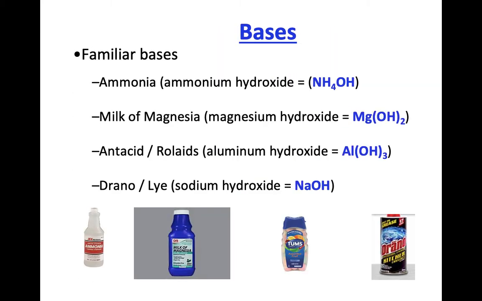Here's some examples of bases. We got ammonia, which is also called ammonium hydroxide. We got the ammonium ion here, and then the OH hydroxide. We got milk of magnesia, which is magnesium hydroxide, Mg(OH)2. And of course, this base you can eat.